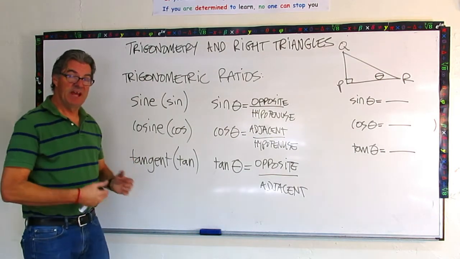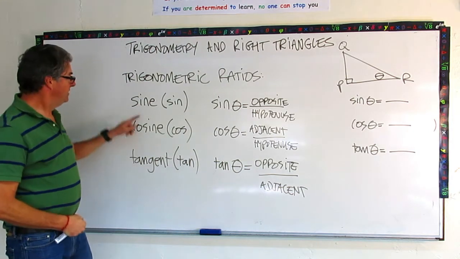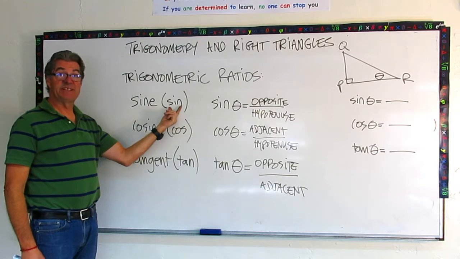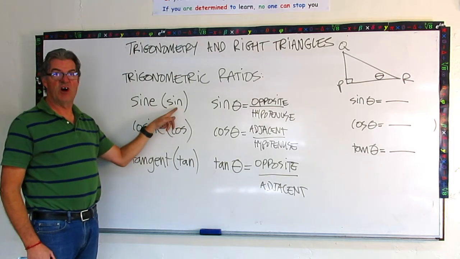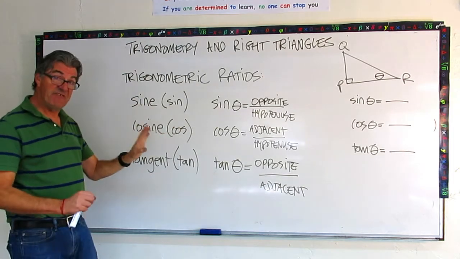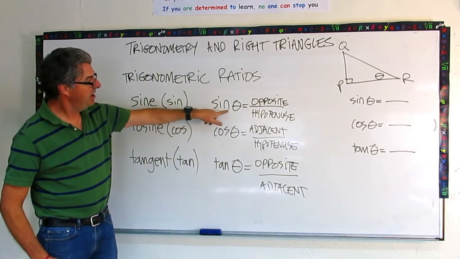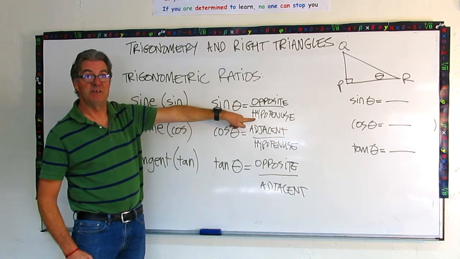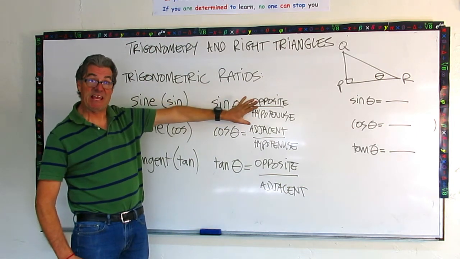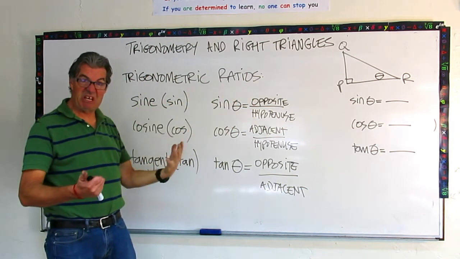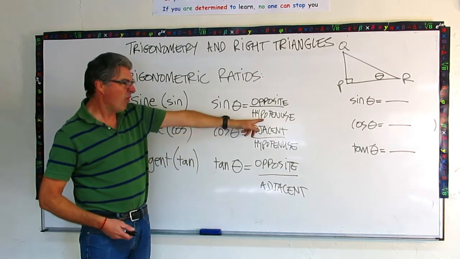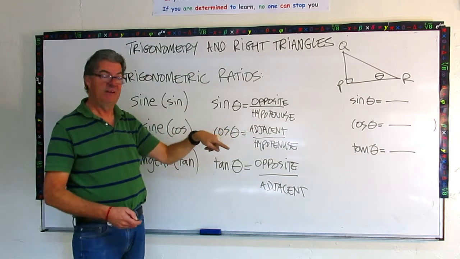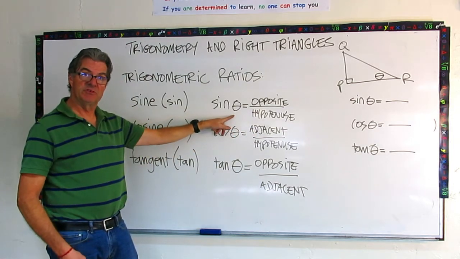The first ratio is called sine. S-I-N-E is how you spell it out, but we use the abbreviation sin, but you still read that as sine. Now the definition is sine of theta is the opposite side over the hypotenuse. These are side lengths. So if the opposite is 6 and the hypotenuse is 4, then sine theta is 6 over 4. Theta would be the angle that we're using.